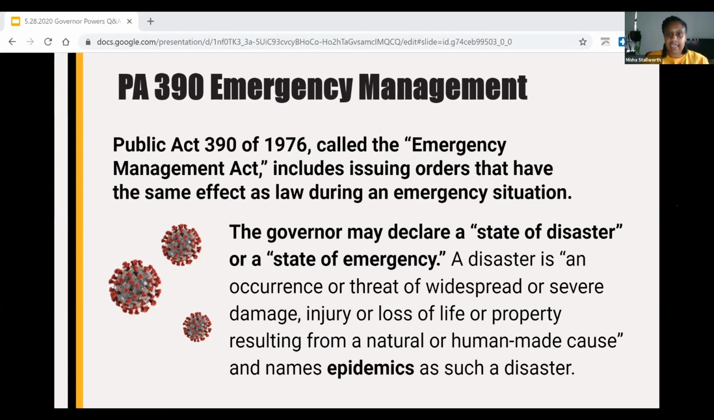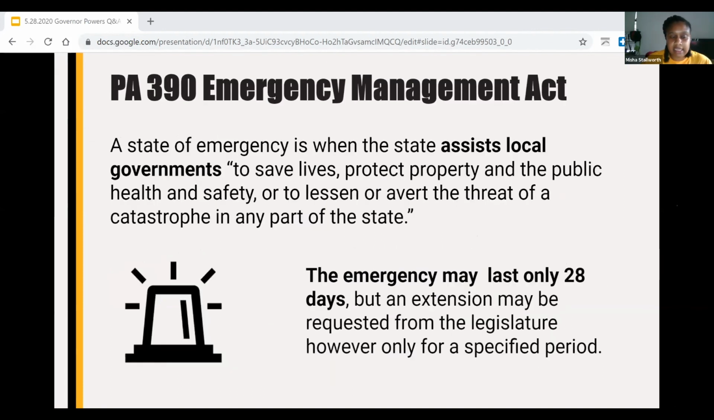So again, we talk about great loss of life, and we talk about the impact that COVID-19 has had on our communities. I think that it's pretty clear how a state of disaster, a state of emergency applies to this current moment. During a state of emergency, the state assists local governments, quote, to save lives, protect property and the public health and safety, or to lessen or avert the threat of a catastrophe in any particular part of the state.